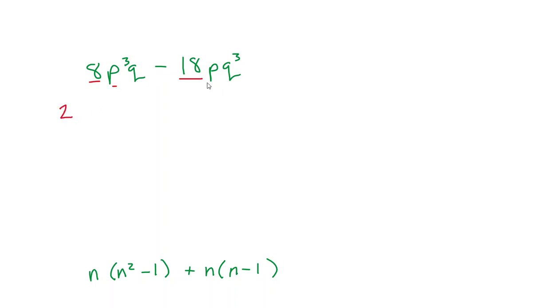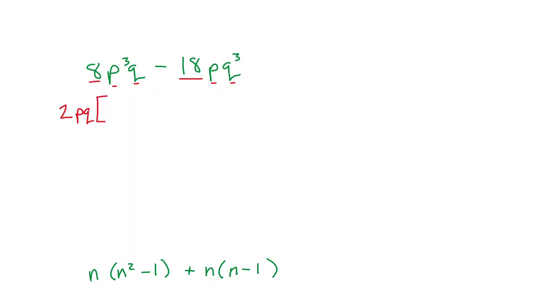They both have a p in them. The first one has a p cubed, the second one has p, first power. They both have a q in them. And it's kind of reversed, right? The first one has a q to the first power, the second one has a q to the third power. So we can kind of visually see that there is a common factor of 2p cubed.